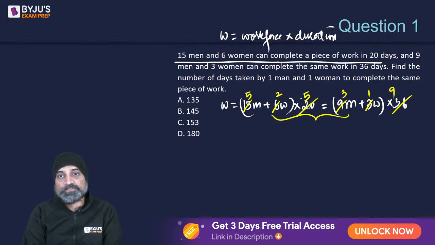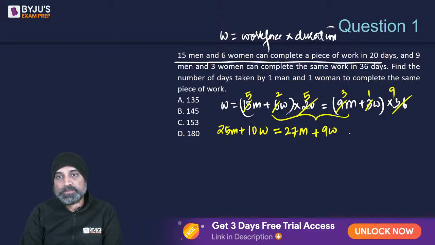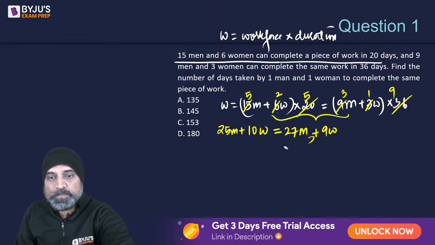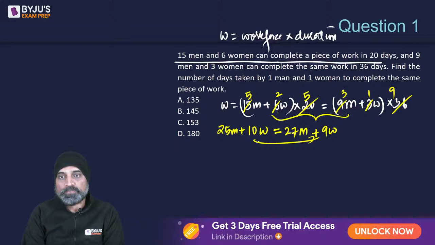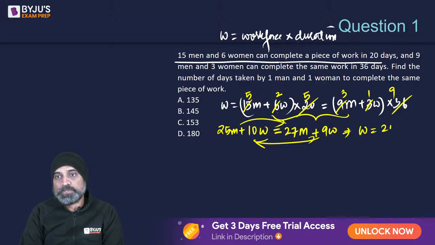So we have 5m into 5, that is 25m, 2w into 5, that is 10w, 3m into 9, that is 27m, and 1w into 9, which is going to be 9w. So if we bring w on one side and m on the other, we will be getting w is equal to 2m. So from here, what we can say is w is equal to 2 and m is going to be equal to 1 because this is 1w.